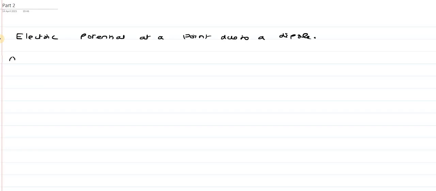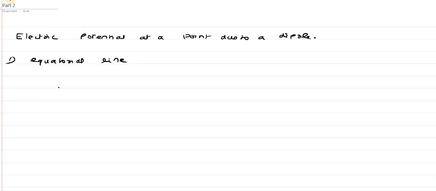So what is that electric potential? First thing is electric potential at a point due to a dipole. We can discuss it in two cases. So the first case will be the equatorial line, and first we will see that.